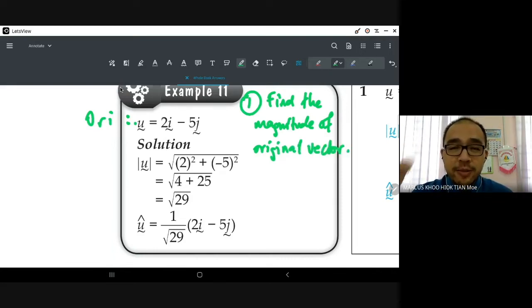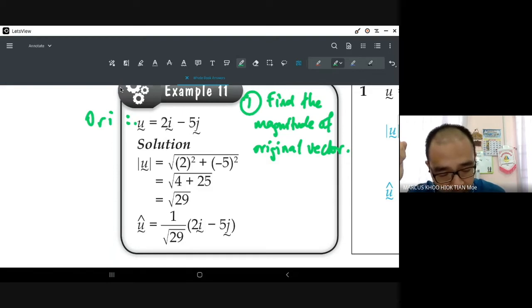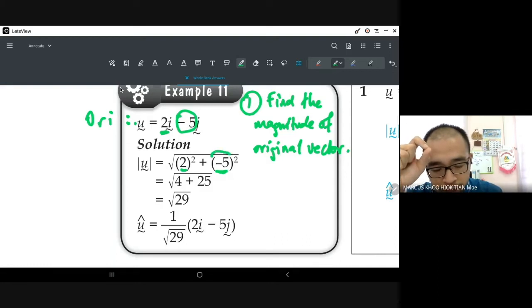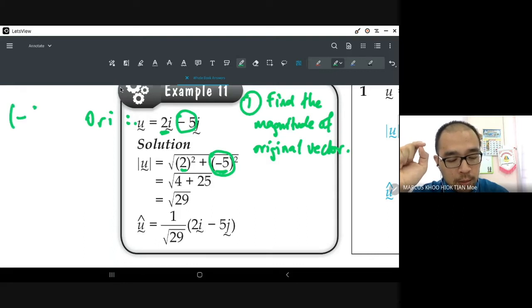Let me ask Sinbury this time because Sinbury is the one that answered this. Sinbury, what do we use to find magnitude? We use Pythagoras Theorem. We use the numbers, so that's why this 2 becomes 2 squared, and then this negative 5 becomes negative 5 squared. But be very careful, everybody. This is where I see a lot of people make mistakes. Whenever you type negative 5 squared, make sure in your calculator you write like this.